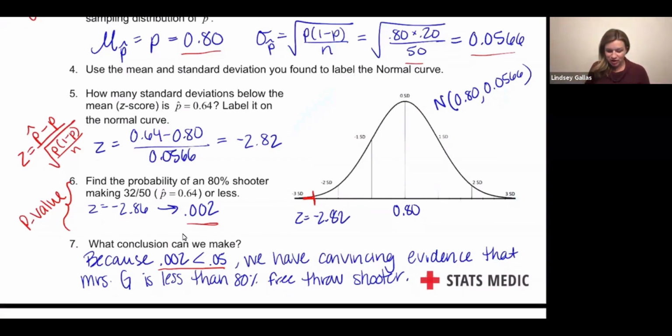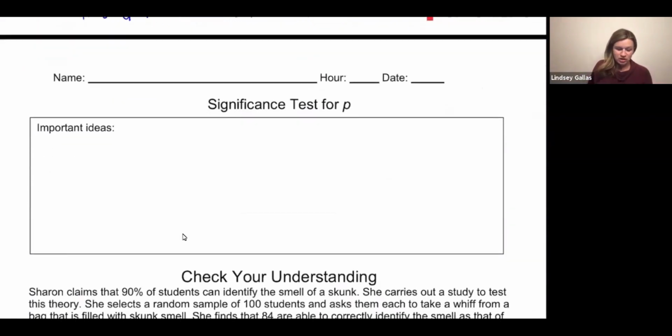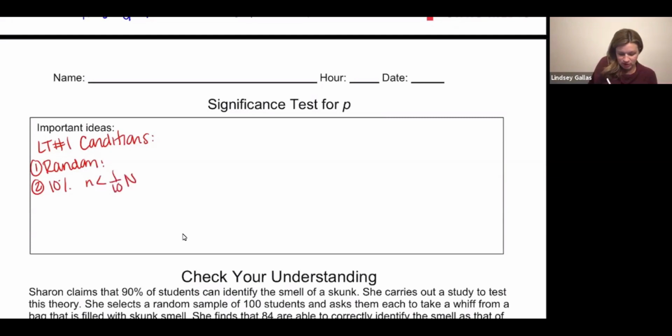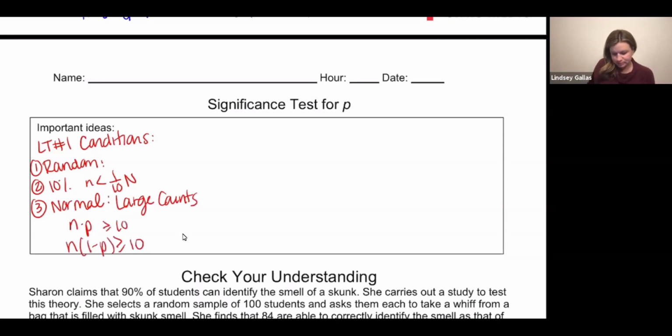All right, let's look through our important ideas. So we had 2 learning targets. The first was about checking conditions. And those conditions are the same as they have been for a while. So that is, first of all, random, 10%. So the sample is less than 1/10 of the population. And then the normal condition, and when we are dealing with proportions, that's going to be large counts, which is n times p, and n times 1 minus p, both are greater than or equal to 10.